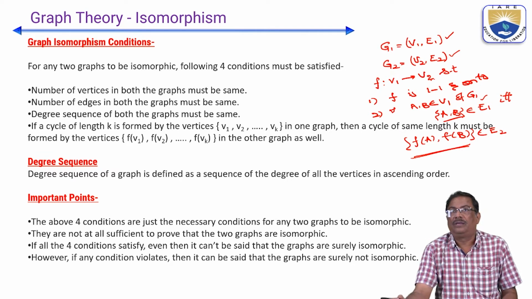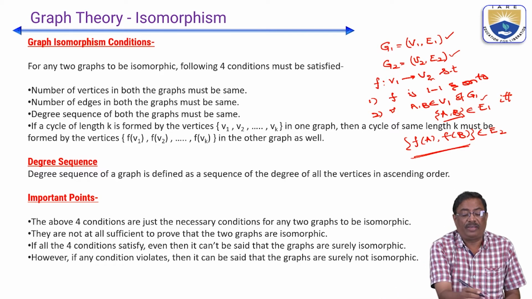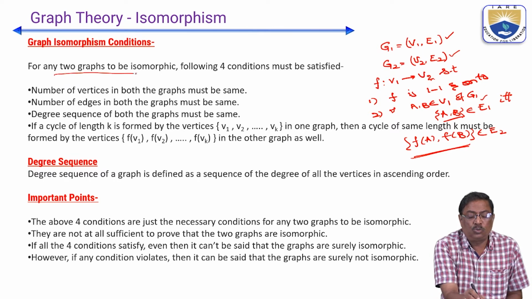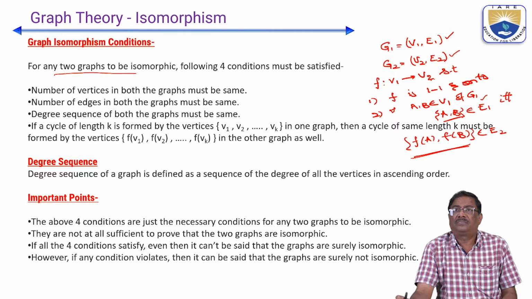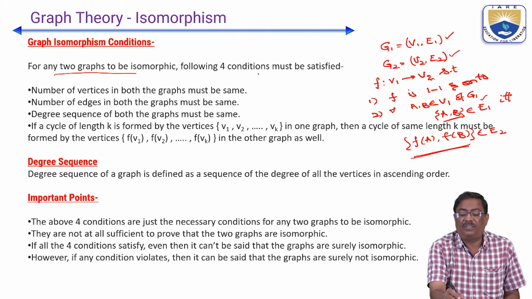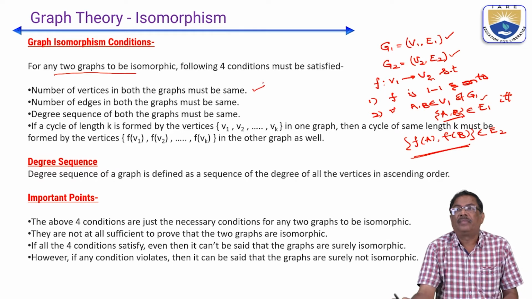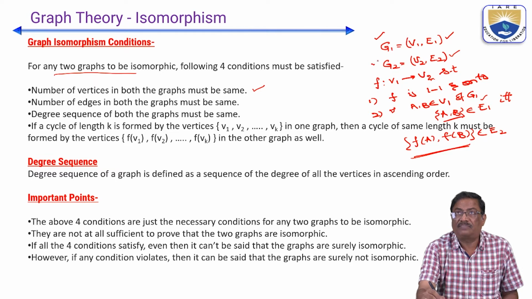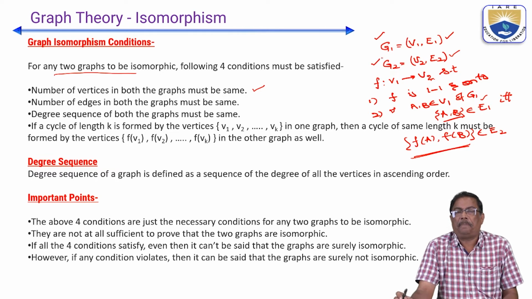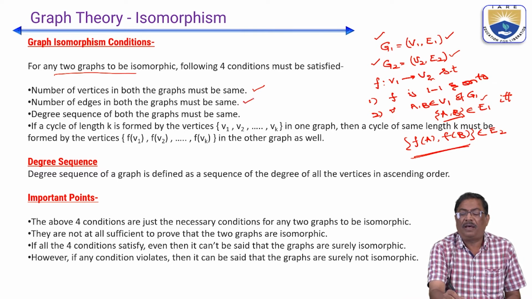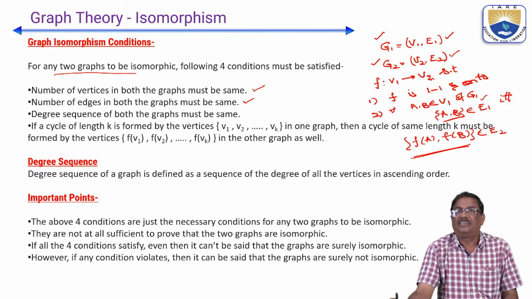Equivalently, we can state this definition in another way. Two graphs are said to be isomorphic whenever four conditions are satisfied. The first condition is that the number of vertices in G1 and G2 must be the same. The second condition is that the number of edges in G1 and G2 must be the same.